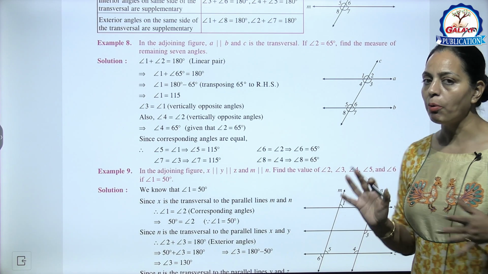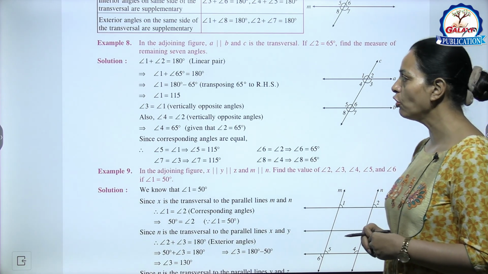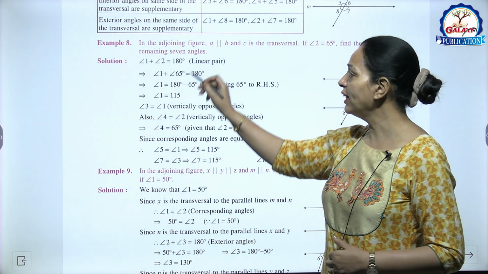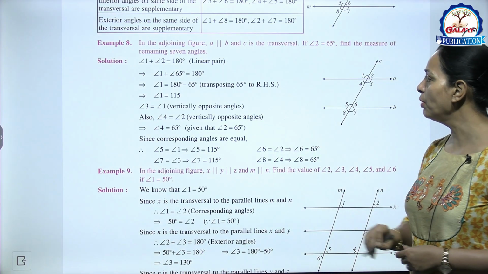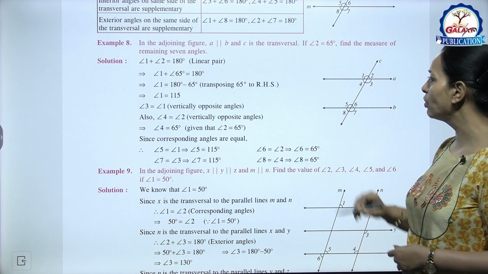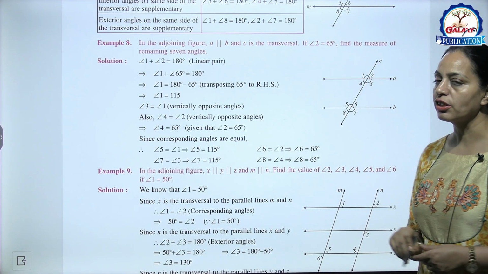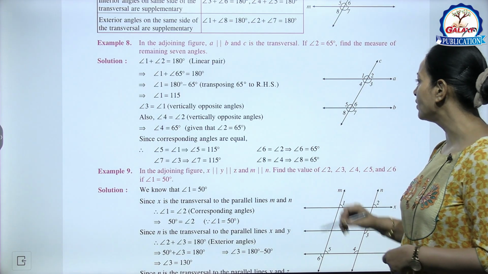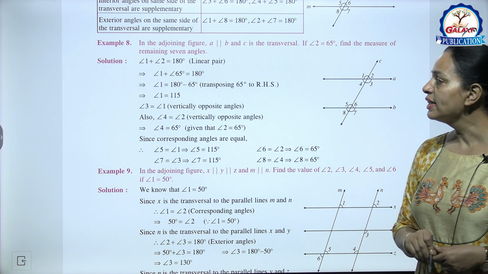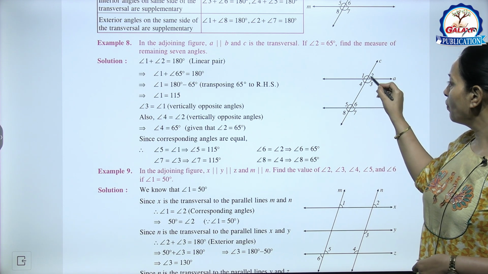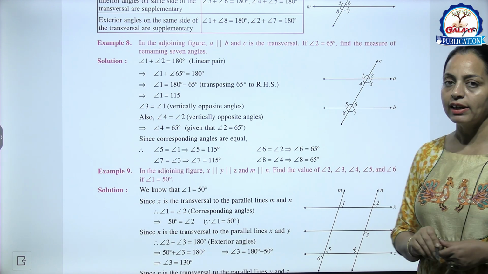So these are very important properties you have to keep in your mind. See example 8. In this figure, A is parallel to B and C is the transversal. If angle 2 is 65 degree, find the measure of the remaining 7 angles. So here 2 equals to 65. So first with the help of 2 we can find angle 1.